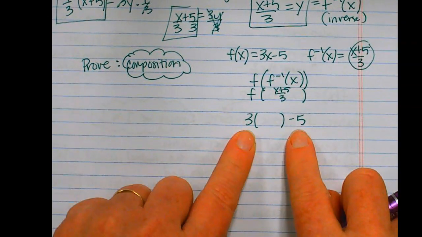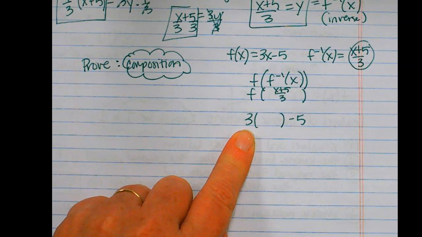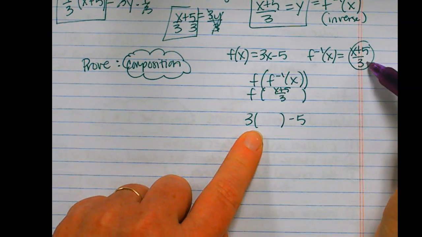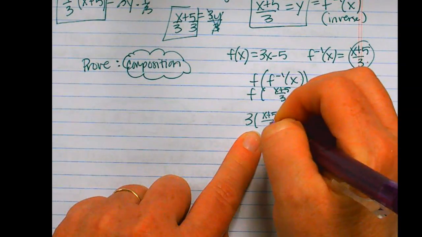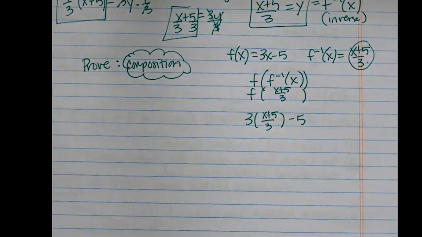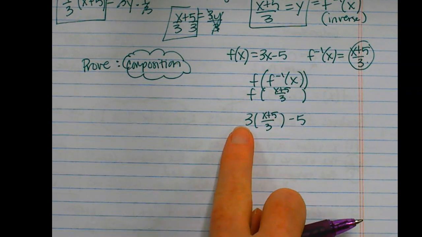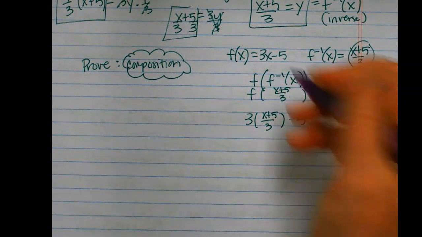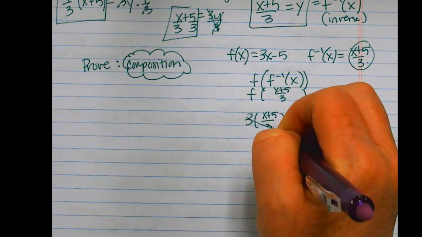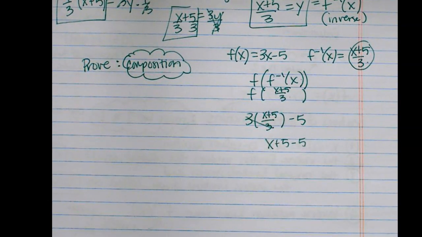So this is 3x minus 5, and I want to put the other function in it. So I want to put this function here, x plus 5 over 3. So we write out a function and we put the other one inside of it, and then we simplify, which is cool because look, the 3 on the top and the 3 in the bottom, they cancel, right? So that's gone. Now what do we have? We have x plus 5 minus 5. What's x plus 5 minus 5?